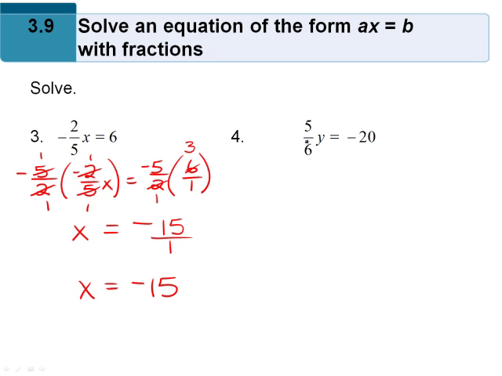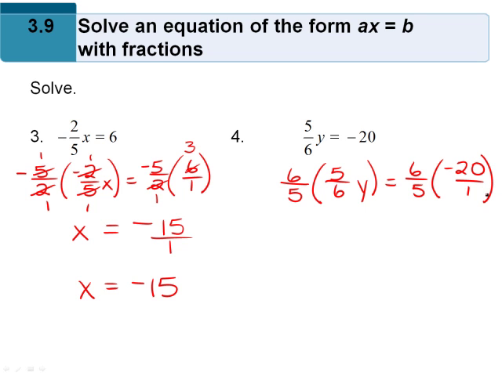And number 4 here, 5/6 y equals negative 20. We need to get rid of that fraction, 5/6. So again, I'm going to use the reciprocal, 6 over 5 times 5/6 y. And then on the other side, 6 over 5, and put negative 20 over 1. Okay? On the left, the 5's cancel to 1's, the 6's cancel to 1's, and we just get y.